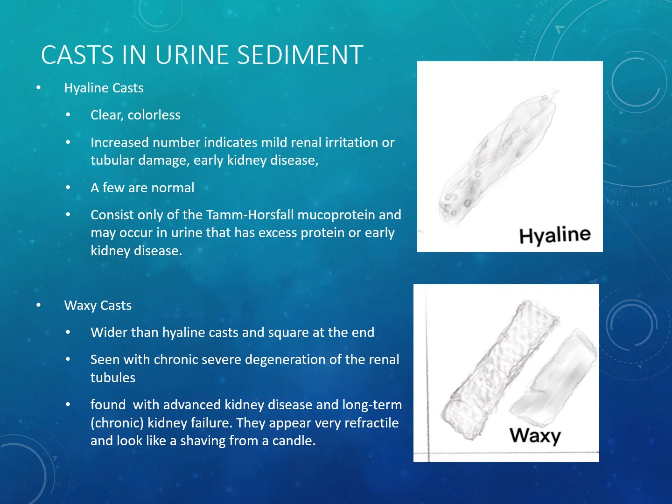Waxy casts are wider than hyaline casts, and they have kind of square edges, and they sometimes have little indents on the side as well. These are seen with chronic severe degeneration of the renal tubules, advanced kidney disease, long-term kidney failure. They appear very refractile as well, so they're going to refract light, and again, they look like a shaving from a candle. So even though these two look similar, one indicates very early or mild kidney damage or nothing at all, whereas the other one indicates severe kidney damage.